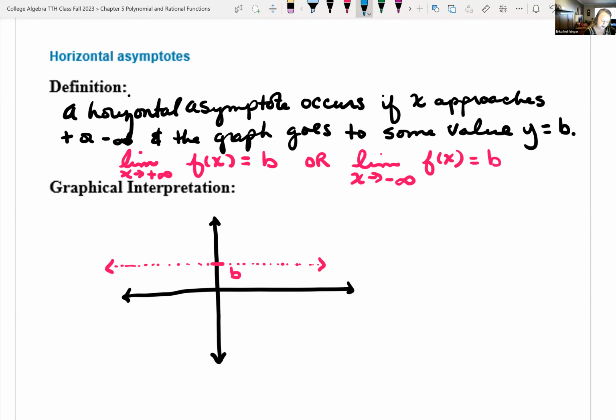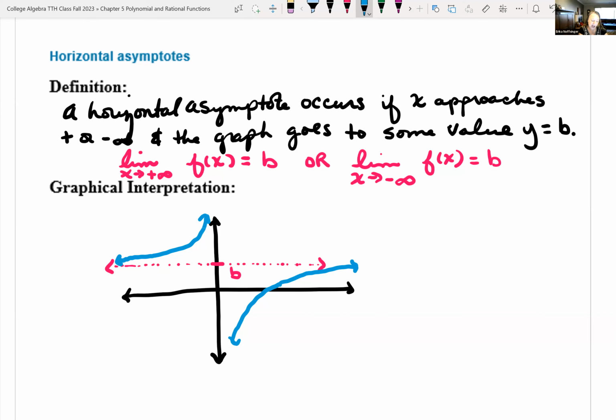And as I'm looking at my graph, as x goes to infinity, my graph is going to start hugging this line y equals b. I can hug it above or below the line. So I might have something, let's say over here, where as x was going to negative infinity, I was getting closer and closer to y equals b.